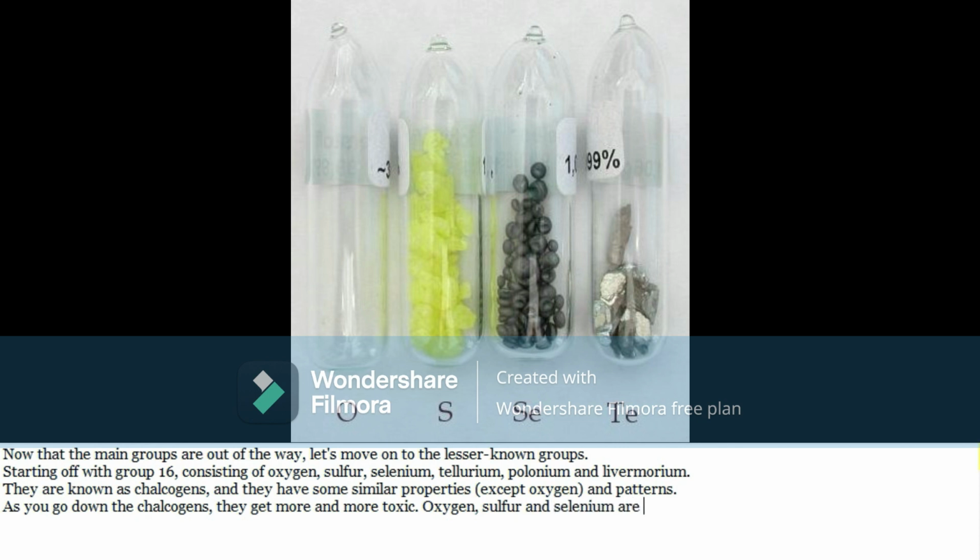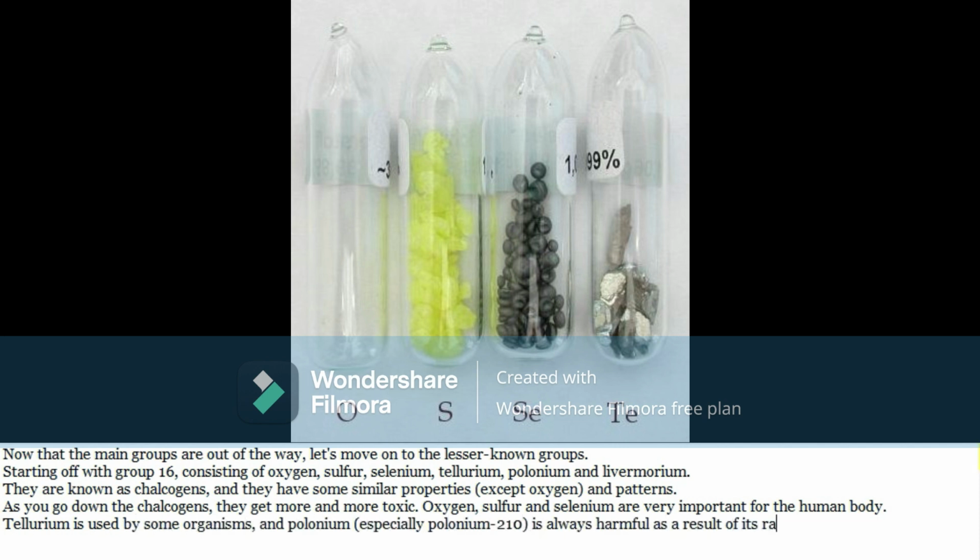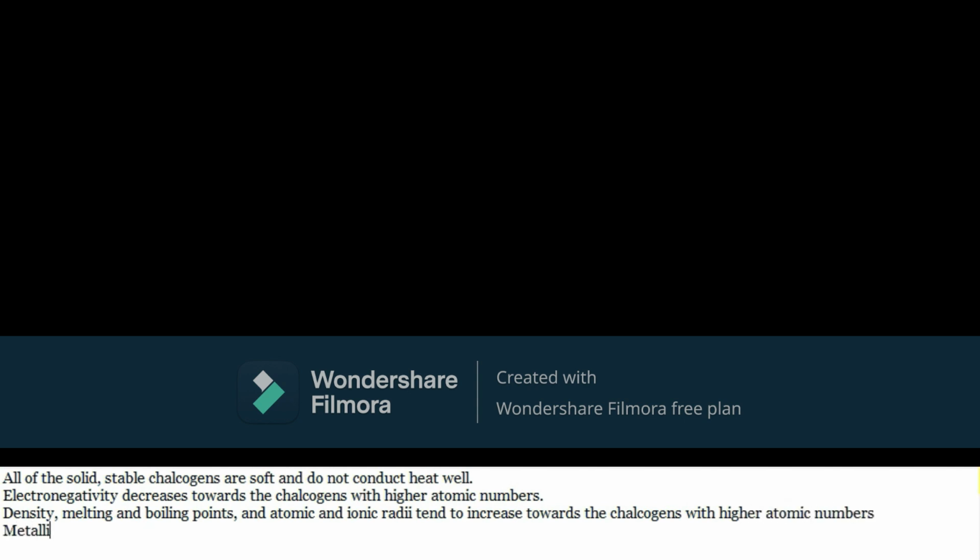Oxygen, sulfur, and selenium are very important for the human body. Tellurium is used by some organisms, and polonium, especially polonium-210, is always harmful as a result of its radioactivity. All of the solid, stable chalcogens are soft and do not conduct heat well. Electronegativity decreases towards the chalcogens with higher atomic numbers. Density, melting and boiling points, and atomic and ionic radii tend to increase towards the chalcogens with higher atomic numbers. Metallic properties also increase the lower you go.